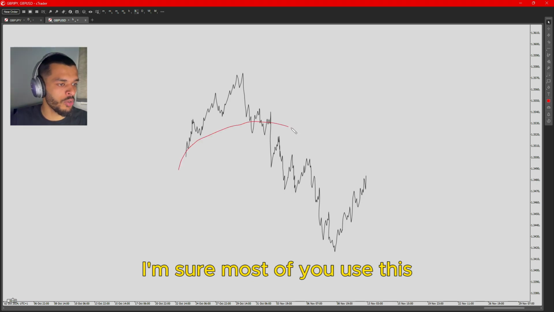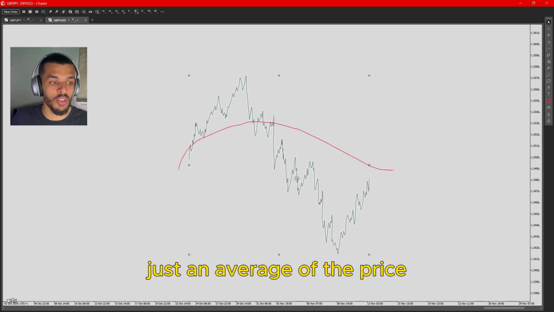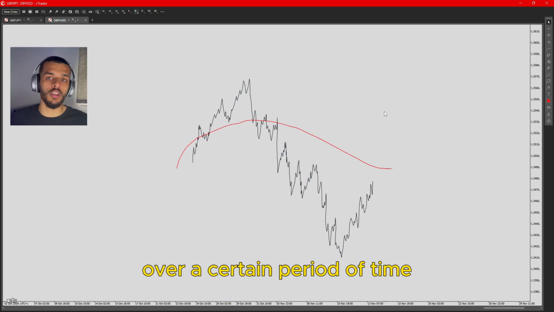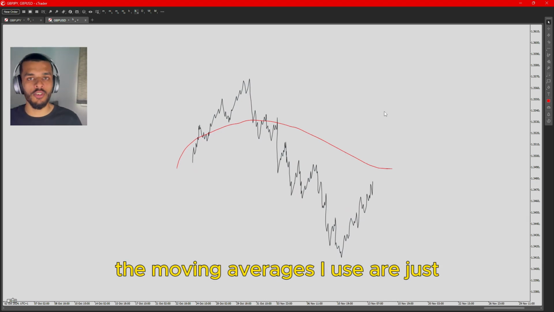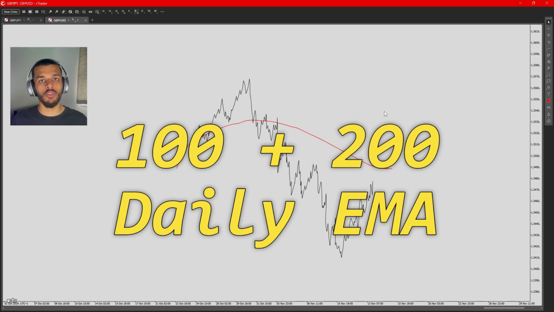I'm sure most of you use this. And what does a moving average mean? Just an average of the price over a certain period of time. The moving averages I use are the 100 and 200 EMA on the daily time frame.